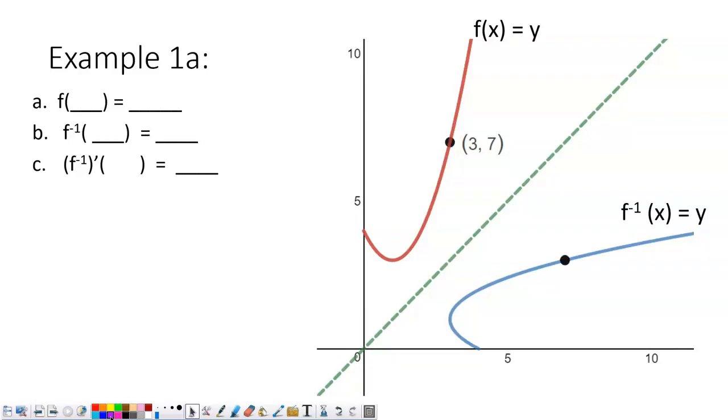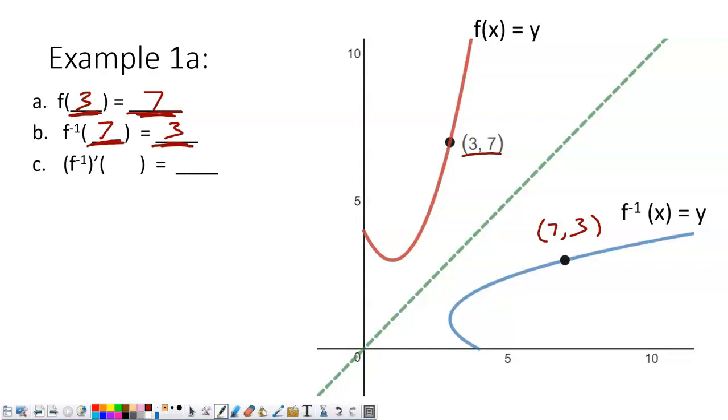But let's take a look at part A. Now, this is saying f of what equals what? Well, this would be an x value, this would be a y value. So what x value and y value did I give you on the f graph? I gave you f of 3 equals 7. Right? That was this point right here. Now, if f of 3 equals 7, then f inverse of what equals what? It would be 7, 3. And that would be this point right here, which I haven't labeled yet, but I will now. They're reversed, right? So that's just a property of inverses. There's no calculus there. All right?